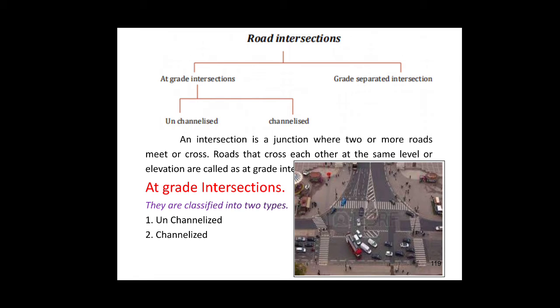Road intersections are classified basically into two types. First is at grade intersection and second is grade separated intersection. At grade intersection is again subclassified as the unchannelized and channelized intersection. As we know, an intersection is a junction where two or more roads meet or cross. And the roads that cross each other at the same level or elevation are called at grade intersection. So the at grade intersections, as we discussed earlier, there are two types: the unchannelized and the channelized intersection.